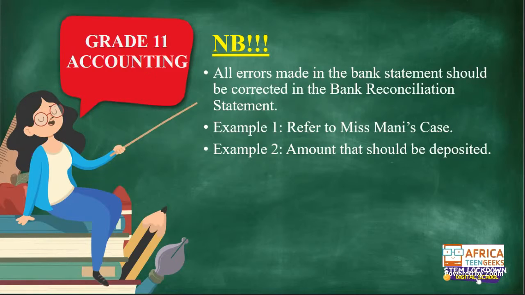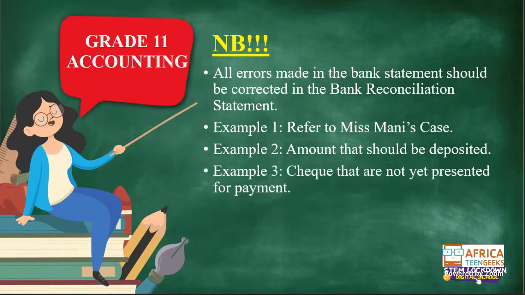Do you understand that? Also, you need to know on which side of the bank reconciliation statement this missing 15 rand will be recorded when preparing the BRS. We record it on the debit or on the credit side? On the credit side. Why? Because the bank reconciliation statement increases on the credit side but decreases on the debit side, right?